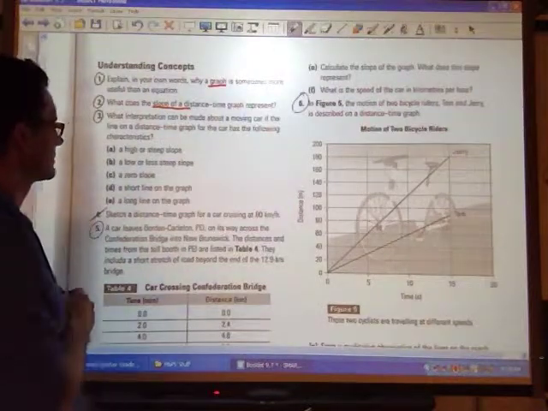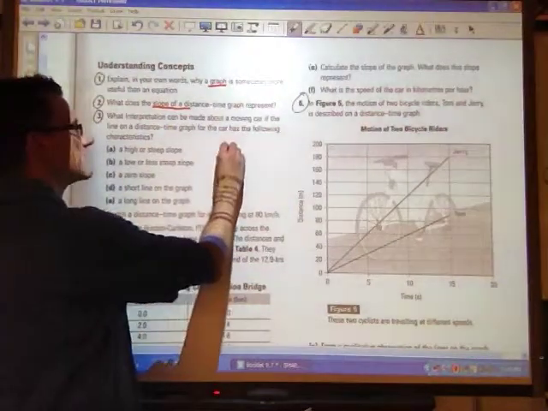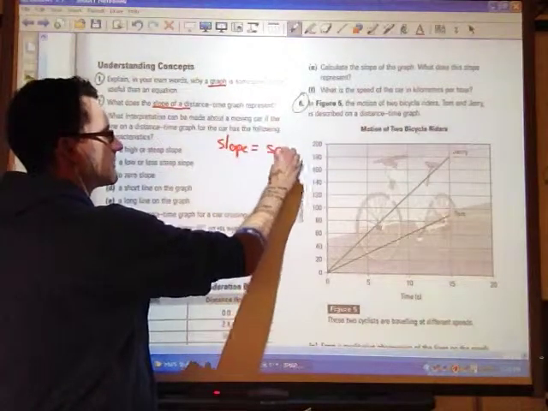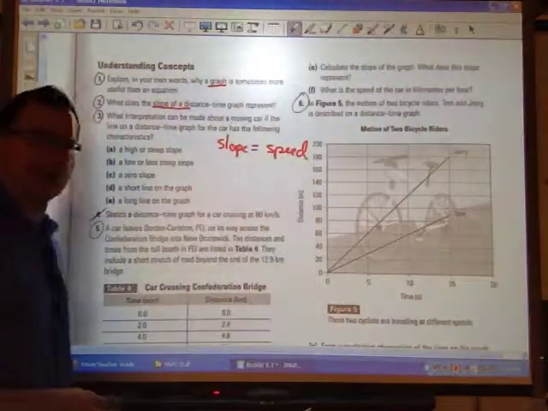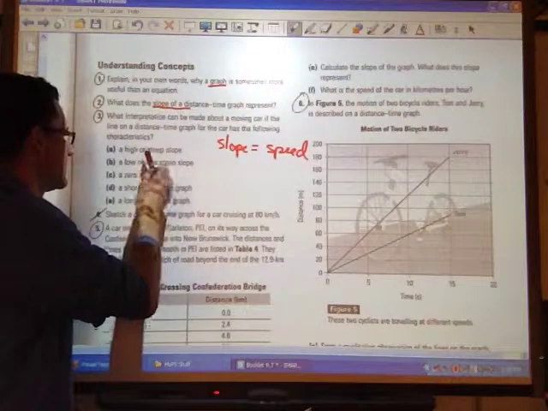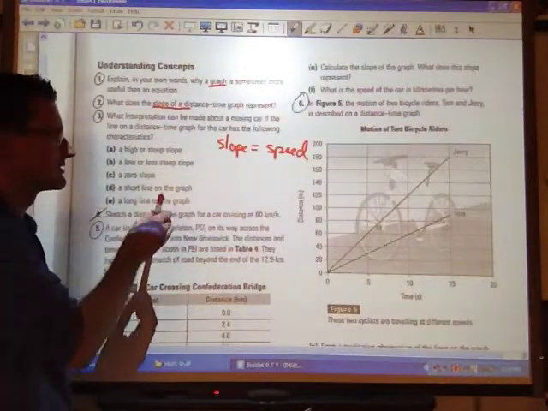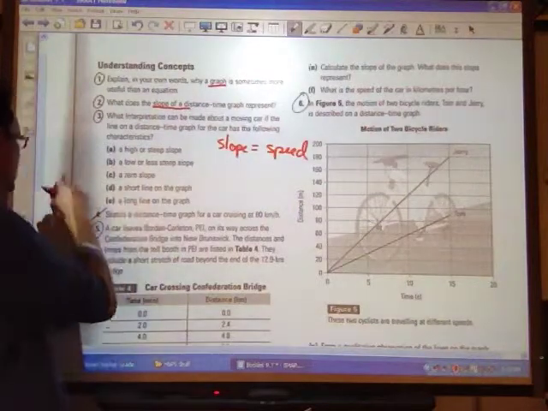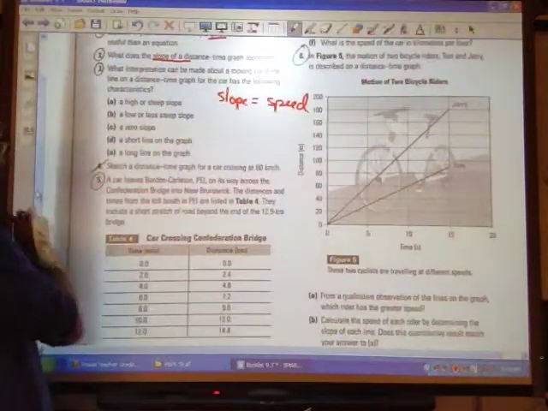And then what interpretation can be made about a moving car on a distance time graph that has the following characteristics? Remember, slope is equal to speed. So whatever's happening to slope, that's what's happening to speed in each of these cases. So just a real easy way is to change the word slope with speed and you'll get your answer. Number 4, you can omit.